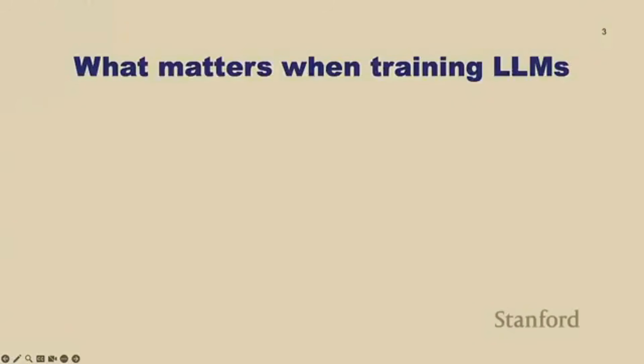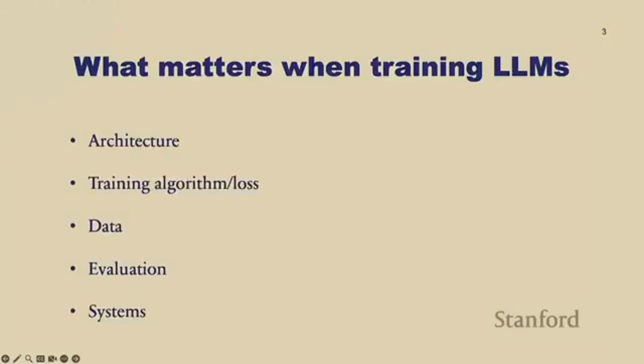Great. So what matters when training LLMs? There are a few key components that matter. One is the architecture. As you probably all know, LLMs are neural networks, and when you think about neural networks, you have to think about what architecture you're using. Another component which is really important is the training loss and the training algorithm. So how you actually train these models.